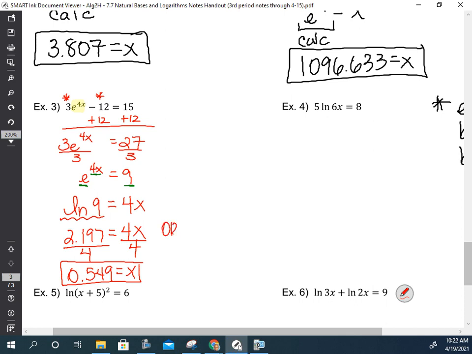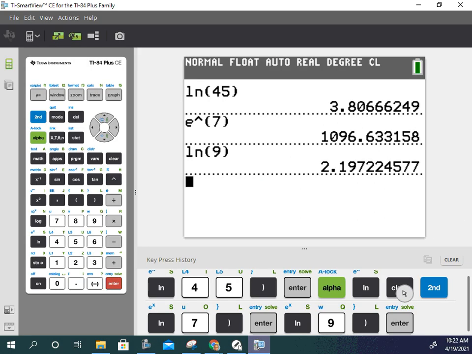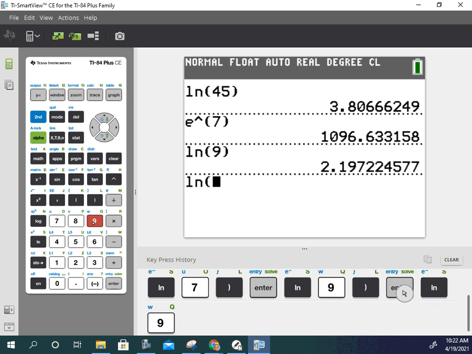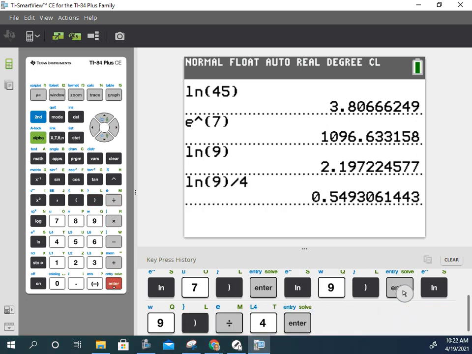The other way that you can solve that equation is to divide by 4, and then put this whole thing into the calculator, which is perfectly fine if you choose to do it that way. So natural log of 9 divided by 4 still gives you 0.549.